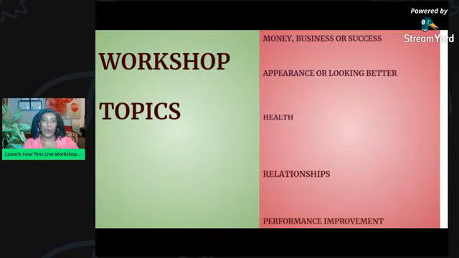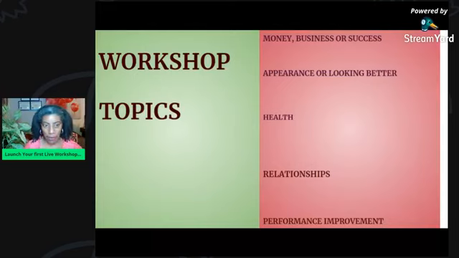Now, with choosing a workshop topic, people say, well, what type of workshop is it? Well, let's see. You can design a workshop based around money and business and success, or you can design a workshop based on appearance or looking better. And they have those people that they call personal stylists, and like what you should wear either for an interview, for a speaking engagement, or for presentation. They have fashion designers and people who help you look good when you present in front of the camera and in front of the audience. Believe it or not, yes, they have people that actually do that.